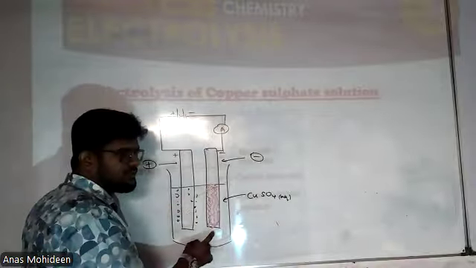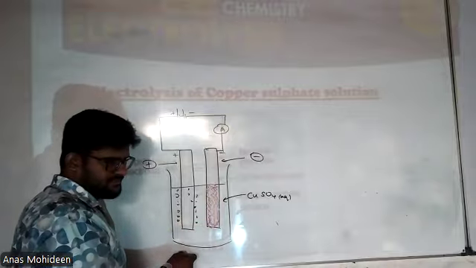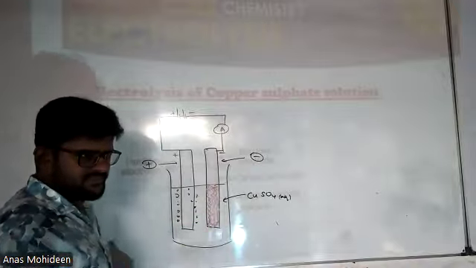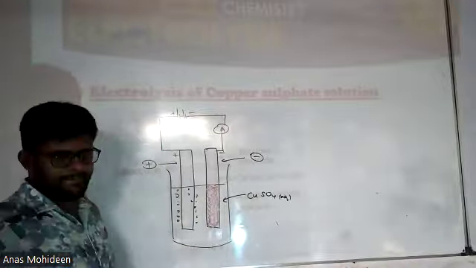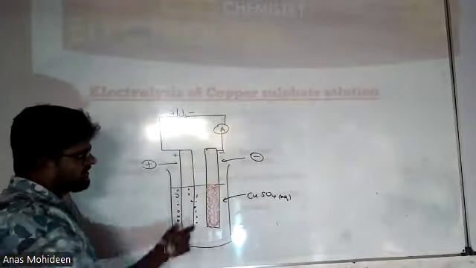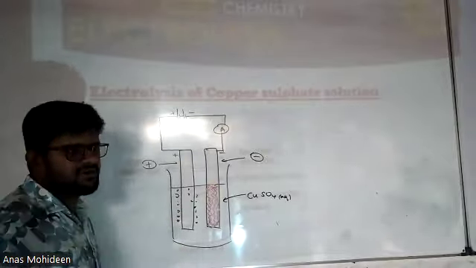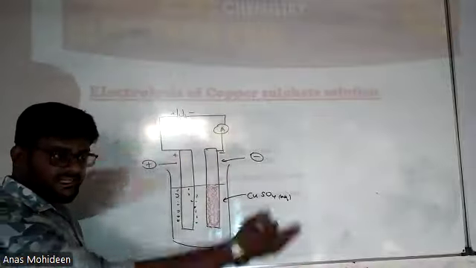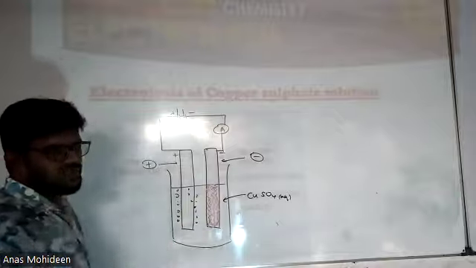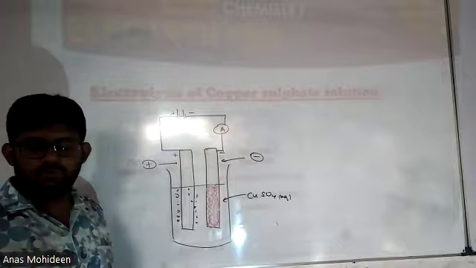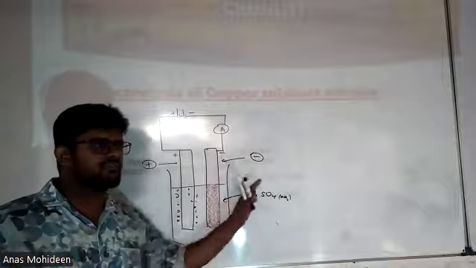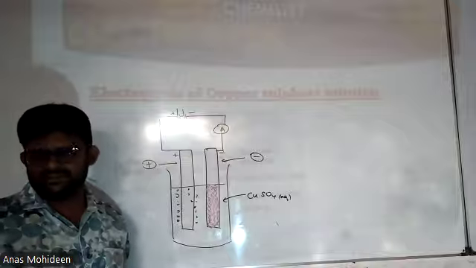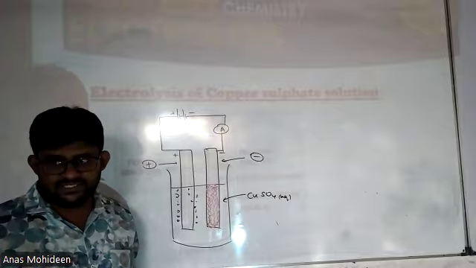At the negative electrode, a reddish brown substance deposits. That is copper. Second one, at the positive electrode, gas bubbles are liberating out. Third one, the blue color of the electrolyte, the copper sulfate solution, slowly reduces. So these are the three observations. Did you understand that?